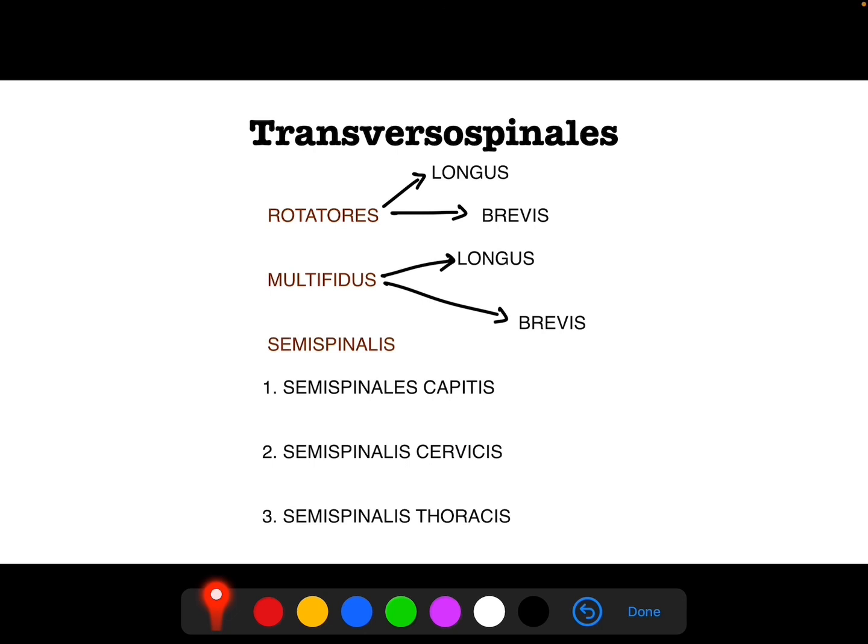Now let's move on to the next group of the deep muscles of the back. It has rotatores, which has longus and brevis, multifidus again with longus and brevis, semispinalis with semispinalis capitis, semispinalis cervicis and semispinalis thoracis.